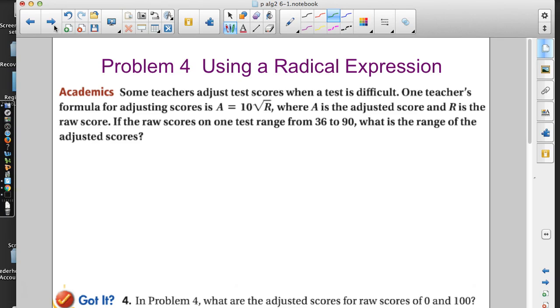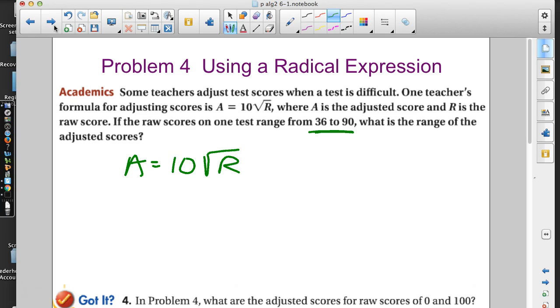All right, academics. Some teachers, not in our math department, adjust test scores when the test is difficult. One teacher's formula for adjusting the scores is A equals 10 square roots of R, where A is the adjusted score and R is the raw score. Now the raw score is the score the students had. And then they plug that in there and they get this adjusted score. So it says if the raw scores on one test ranged from 36 to 90. So they didn't have anybody get higher than 90 and they thought, hey, we'll curve this. How am I going to curve this? And this was their formula. What is the range of the adjusted scores?